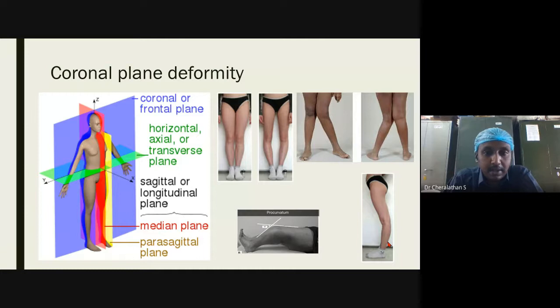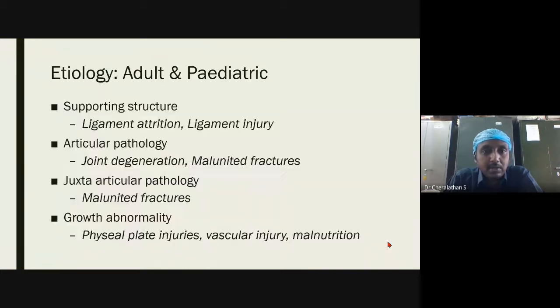Shall we go to the next slide? Does anybody want me to repeat this slide? Hope you've all understood what is varus, valgus, what is procurvatum and recurvatum. Shall we move on to the next slide? Any doubts for anybody? Okay, I assume there are no doubts. So now we will go to what is the etiology.